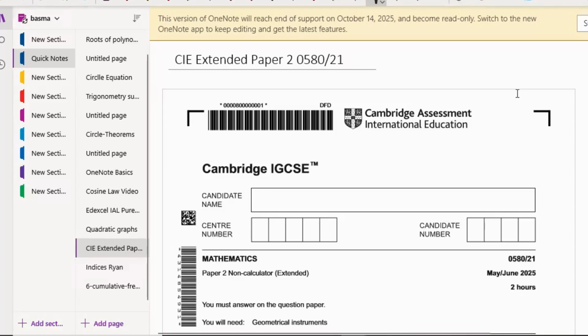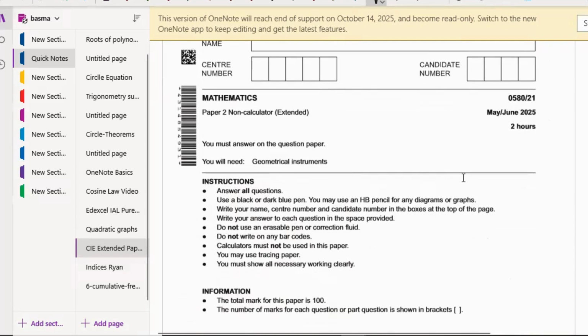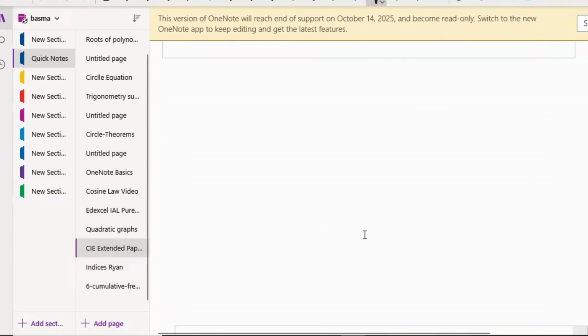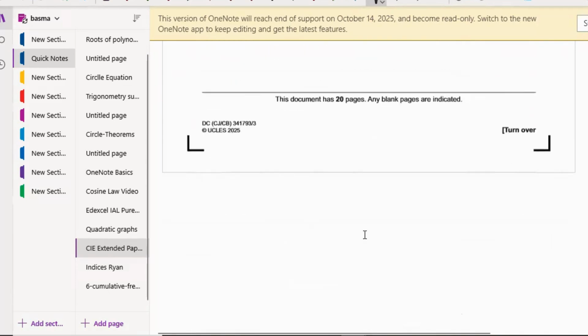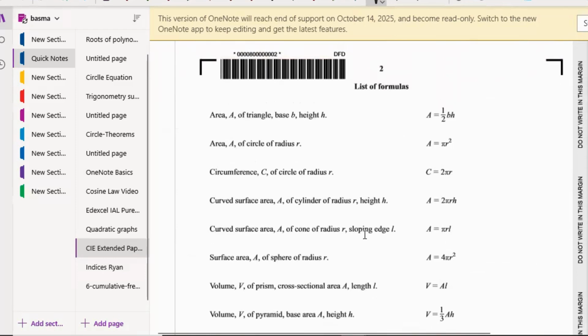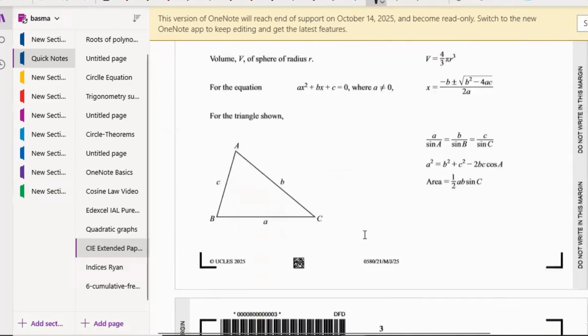So today we will solve the Cambridge International IGCSE paper code 0580/21, component 21, for May/June 2025. This is going to be 2 hours and the total marks are 100, and this is paper 2 for extended, so no calculators are allowed. You will be given the formula booklet here, so this is the list of formulas you will get.